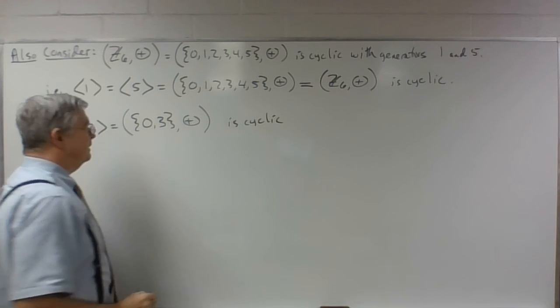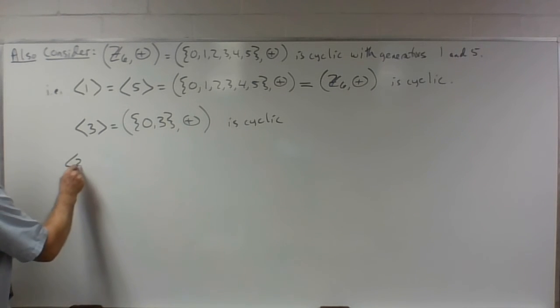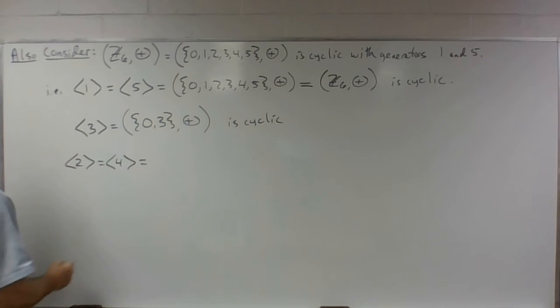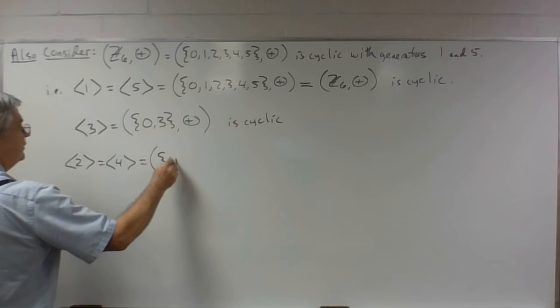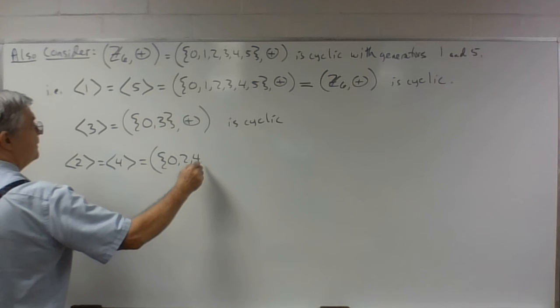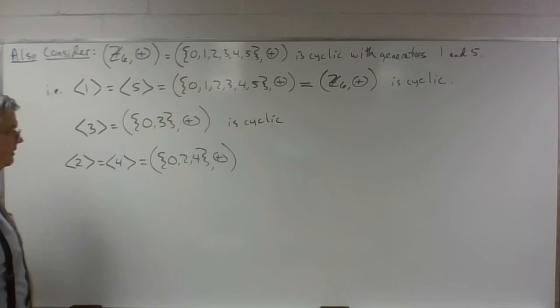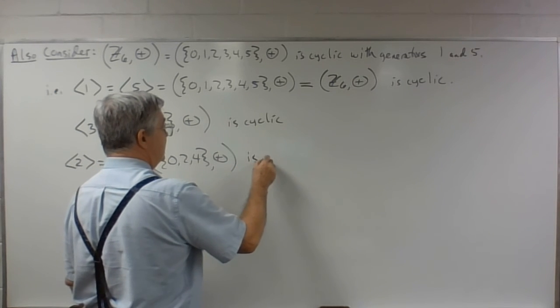But this is cyclic. Now let's look at some other elements as well. 2, and if I remember right, 4 generated the same cyclic subgroup, 0, 2, 4, under addition modulo 6. These are cyclic.